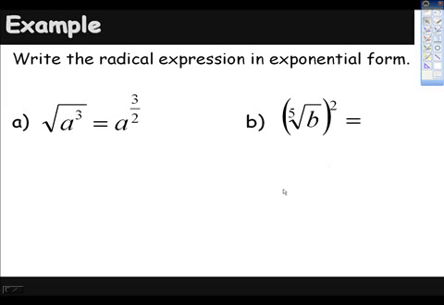How about the fifth root of b squared? Well, that would be b to the 2/5. The index is always the bottom number in the fraction. The power is always the top number.